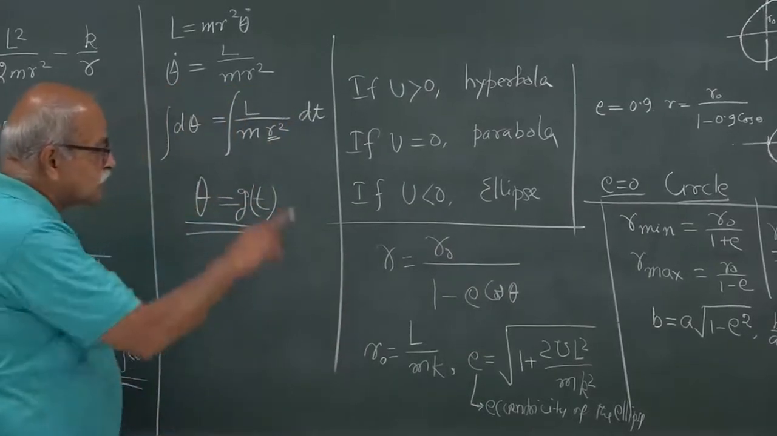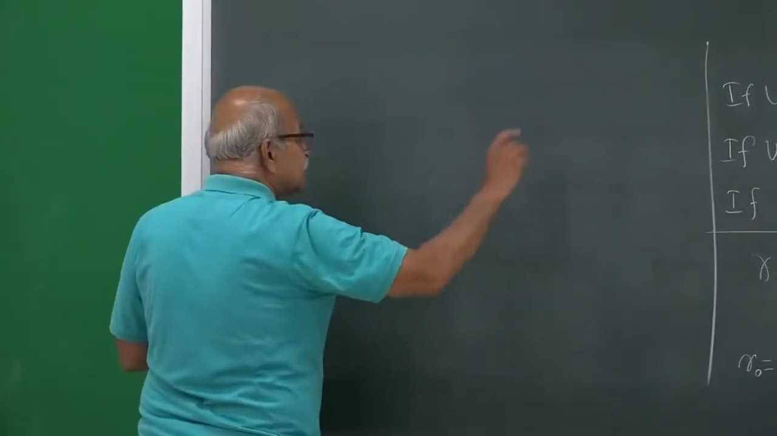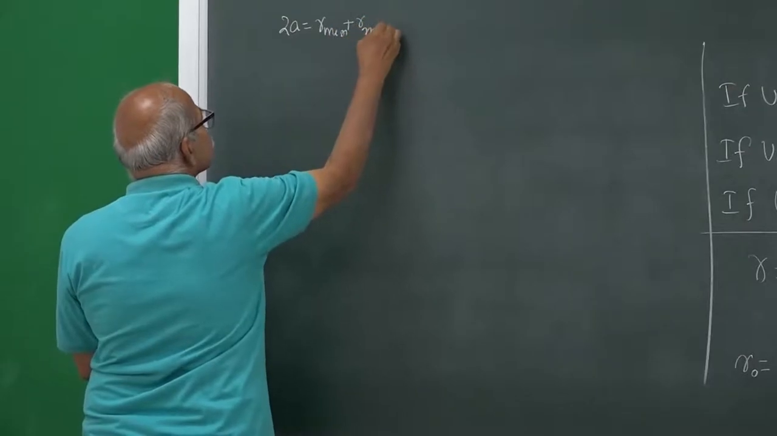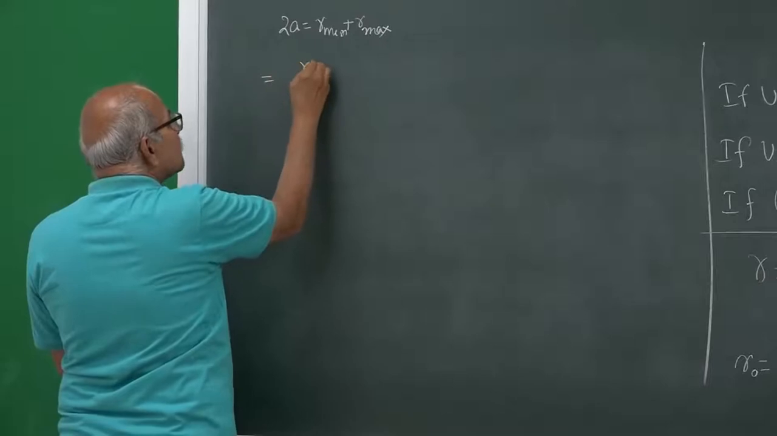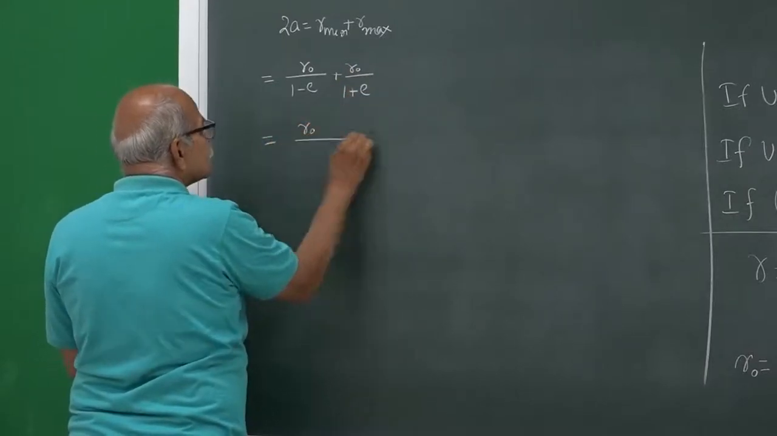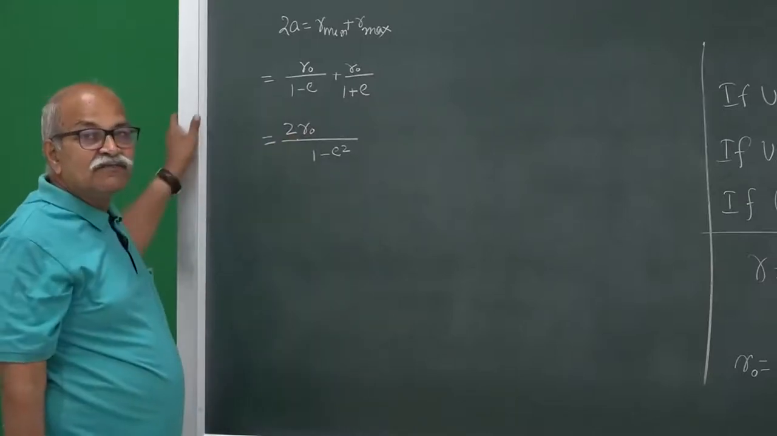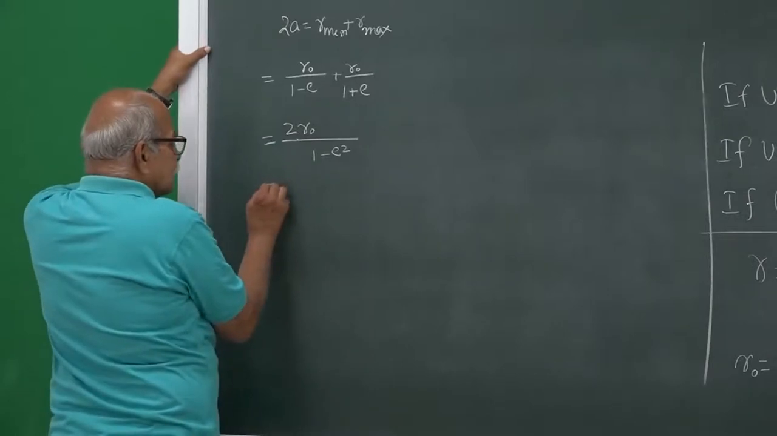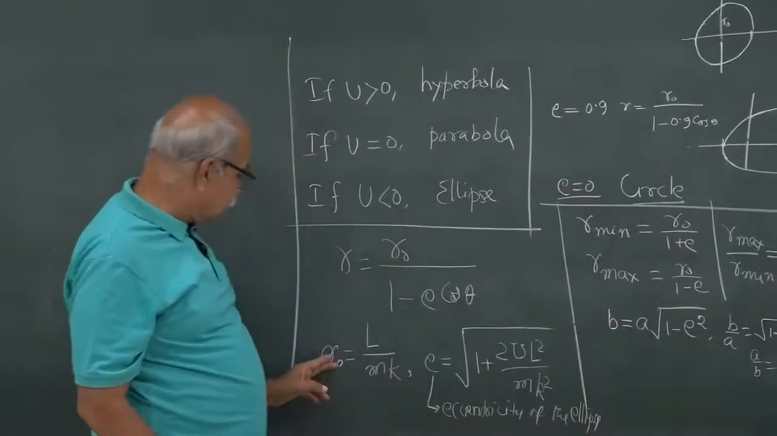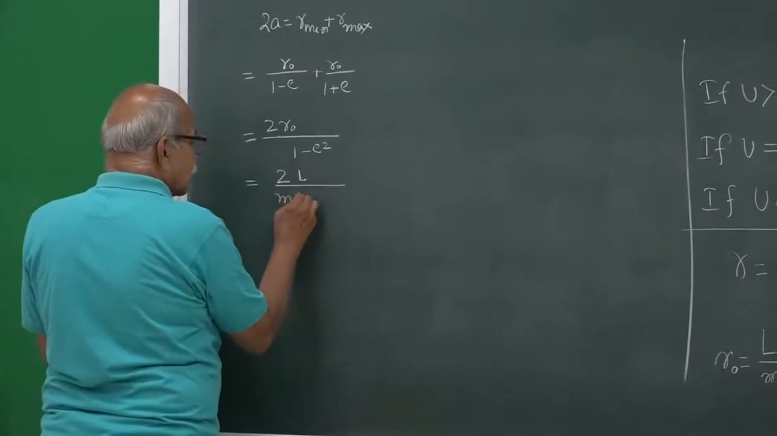Okay, let me also write how much is that major axis, and you will see a very interesting result. So, if you write that major axis 2a, that is r min plus r max, this is r naught divided by 1 minus e plus r naught divided by 1 plus e. And that is r naught, here you have 1 minus e square, and then you have the sum of these two, which is 2. So, 2 times r naught divided by 1 minus e square. How much is this? This is 2 times r naught. R naught is L square by mk. So, this is 2 times L square by mk, and then 1 minus e square.